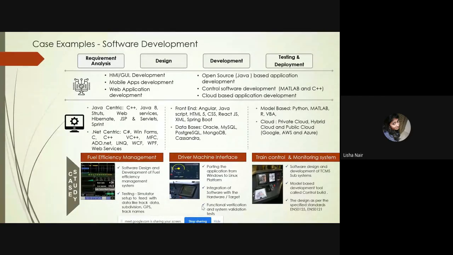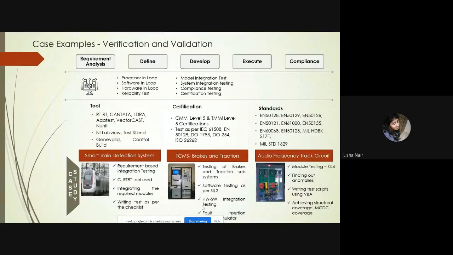Then we had the train control and monitoring system, which controls the train movement. It even takes care of the doors, brake, and traction. Traction is something that forces the train to move forward. We have been involved in the development of all these systems, and this is for the verification we have done. These are a few examples that we have gone through.